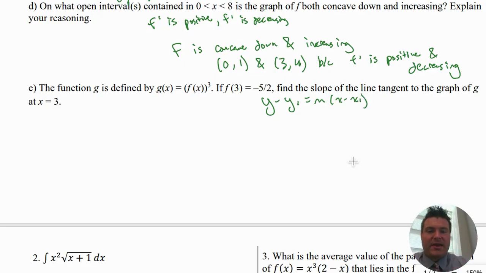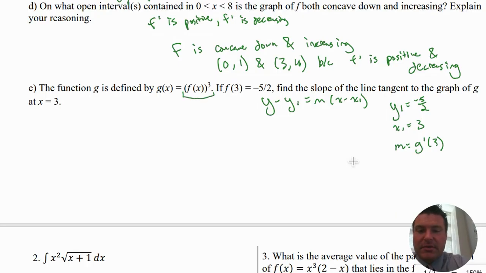For the problem we have here, y1 is equal to negative 5 halves, x1 is equal to 3, and the slope is going to be g prime of 3. So I need to find out what g prime of 3 is. In order to do that, I'm going to take this derivative. This is going to be some chain rule.